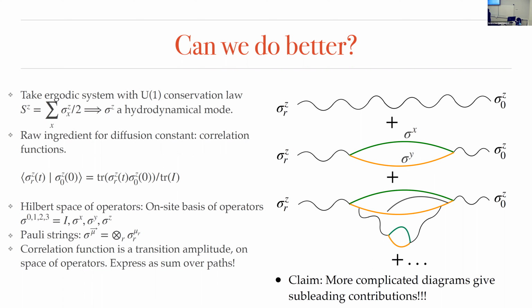But not energy. Not the energy. The Z correlations have a slightly simpler structure, but we think that they also tell us what happens in the energy conserved calculation. Okay. Right. So the raw ingredients for this diffusion constant are correlation functions.